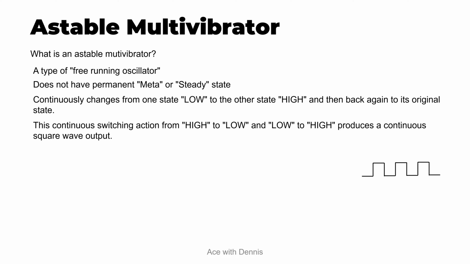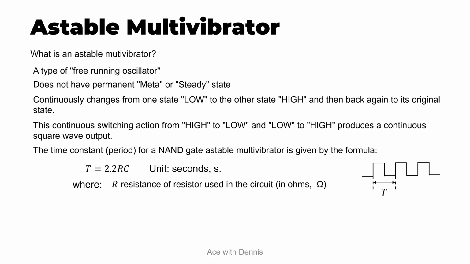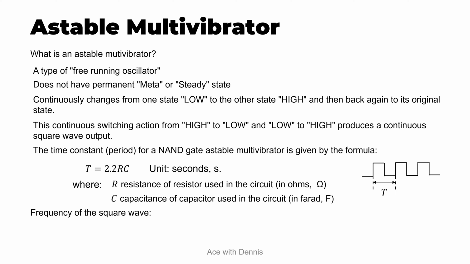And this is how it looks like. The time measured from this point to this point is the period T. The time constant or the period for a NAND gate astable multivibrator is given by the formula T equals 2.2RC in the unit of seconds, S, where the R is the resistance of the resistor used in the circuit in ohms and the C is the capacitance of the capacitor used in the circuit in farad, F. To calculate the frequency of the square wave, it is just F equals 1 over T in the unit of Hertz, Hz.